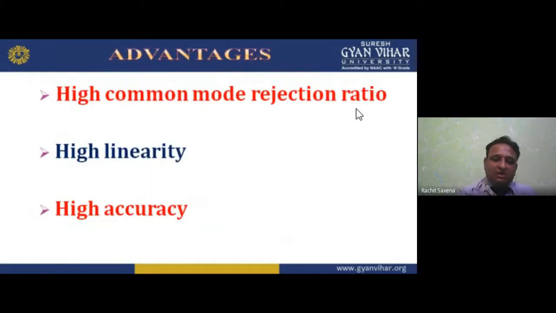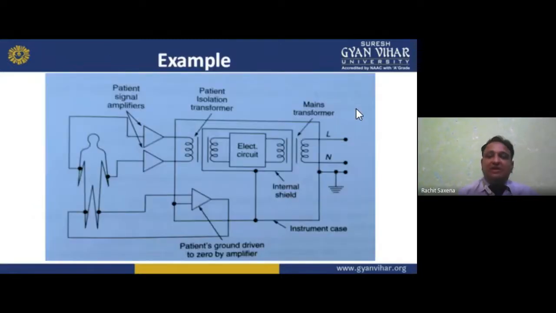These are the advantages. Why we are using this, my dear student, and this is the example where I am using this thing. Because it has high CMRR, common mode rejection ratio, linearity will be there, and the third thing that is more important, accuracy. We are getting the accurate result. Isolation is there. If it is not there, the leakage current will flow and it affects the person, the human being.